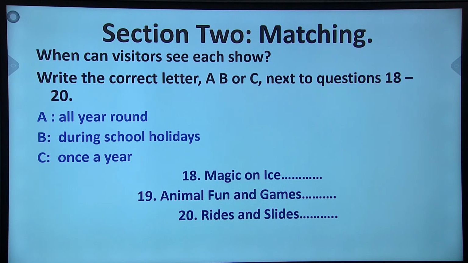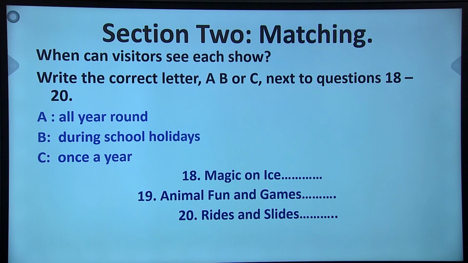Write the correct letter, A, B, or C, next to questions 18 to 20. So you have the choices A, B, and C. All year round is A. During the school holidays is B. And once a year is C.